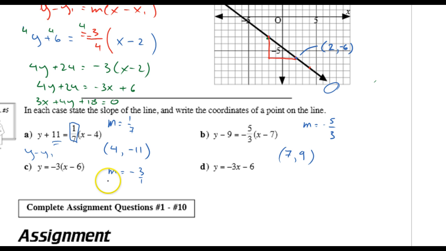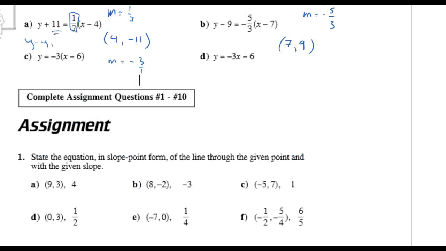And my point is going to be, x is going to be 6, 0, because it's y and there's nothing there. So y plus or minus 0. So that one's an important one. Don't get thrown off by that one. And then finally, I have slope is -3.